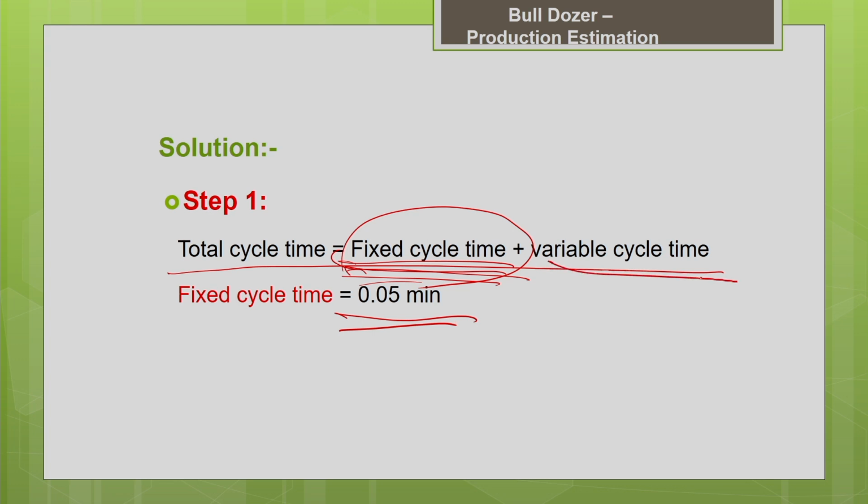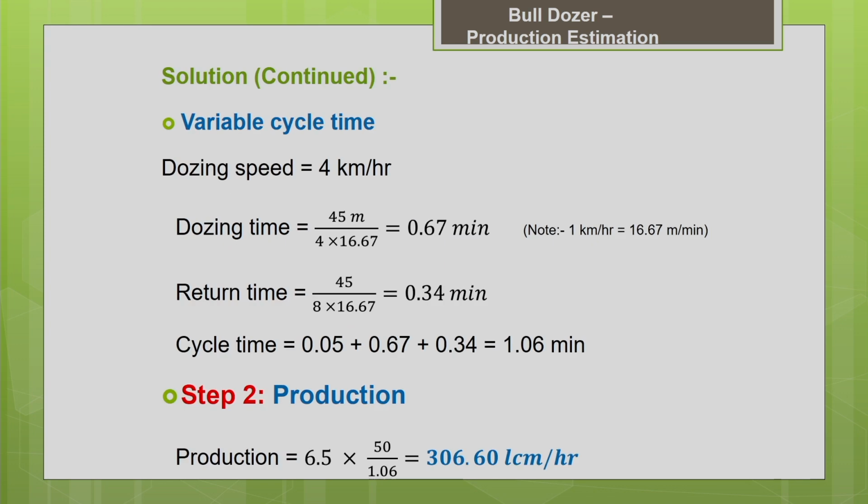So now we have to estimate the variable cycle time. That depends upon your haul distance and the speed. Variable cycle time is made up of dozing time and return time, the onward journey and the return journey. For the dozing time, you know the dozing distance is 45 meter and the speed is given as 4 km per hour. So let me convert and find the dozing time.